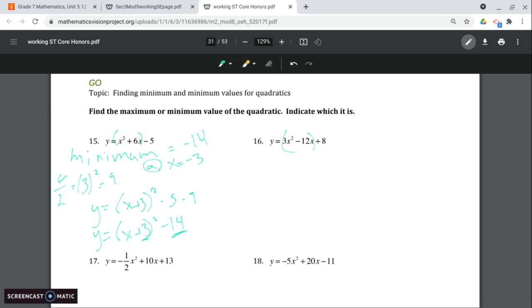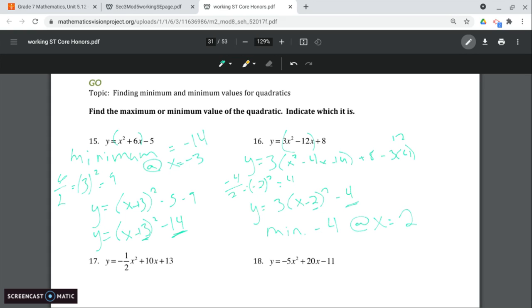When we group these, we can take a 3 out. So we have y equals 3 times (x squared minus 4x) plus 8. Take the negative 4, divide it by 2. We get negative 2. We square it. We get 4, plus 4 minus 3 times 4. So we have y equals 3 times (x minus 2) squared. 3 times 4 is 12, so we have 8 minus 12, which is going to give us a negative 4. So there's our value. There's where it occurs. Minimum, negative 4 at x equals 2.